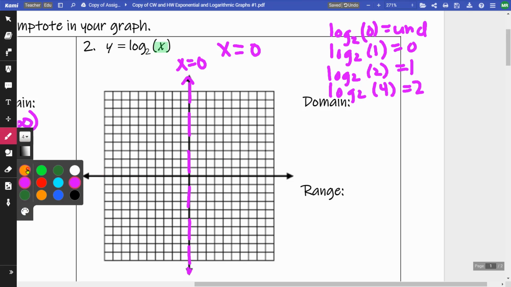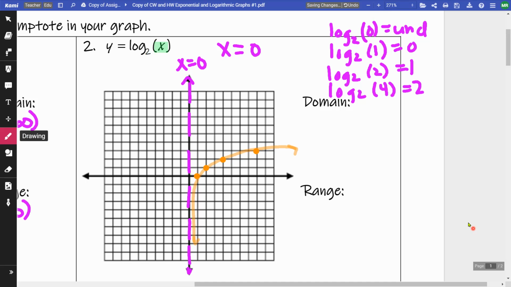Let me change the color. Okay, is 0. Log base 2 of 2 is 1. Log base 2 of 4 is 2. Log base 2 of 8 would be nice. Log base 2 of 8 is 3. And then as I'm going this way, it's going to get closer and closer and closer to the asymptote. So let me draw that in. There you go.